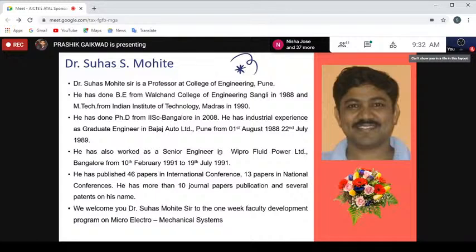It is my pleasure to introduce our eminent speaker today, Dr. Suhas Mohite, sir. Dr. Suhas Mohite is a professor at College of Engineering, Pune. He did his BE from Walchand College of Engineering, Sangli in 1988, his MTech from Indian Institute of Technology, Madras in 1990, and his PhD from IISc Bangalore in 2008.